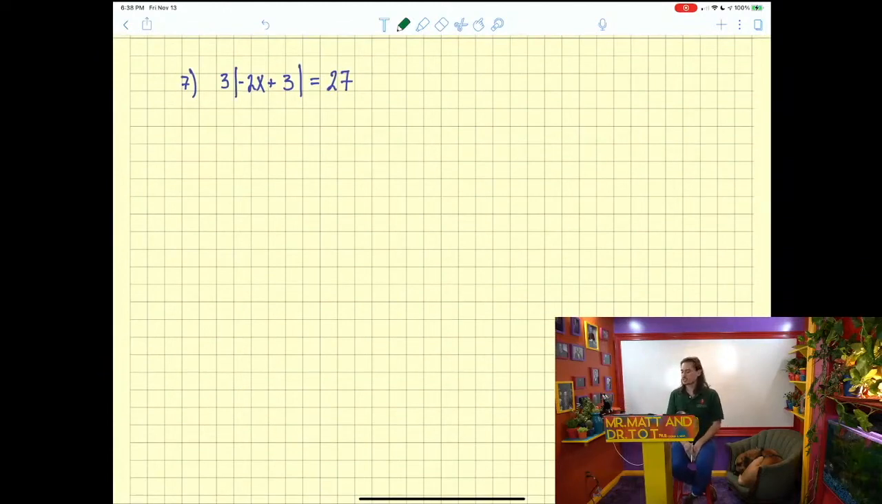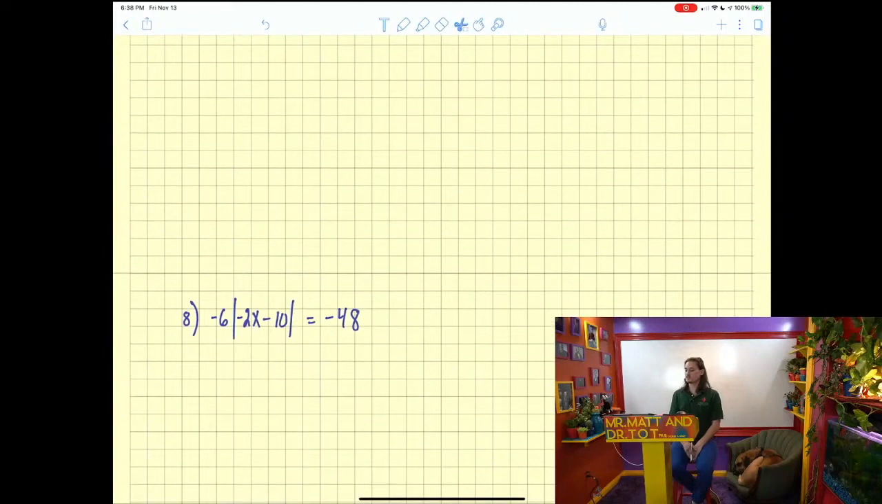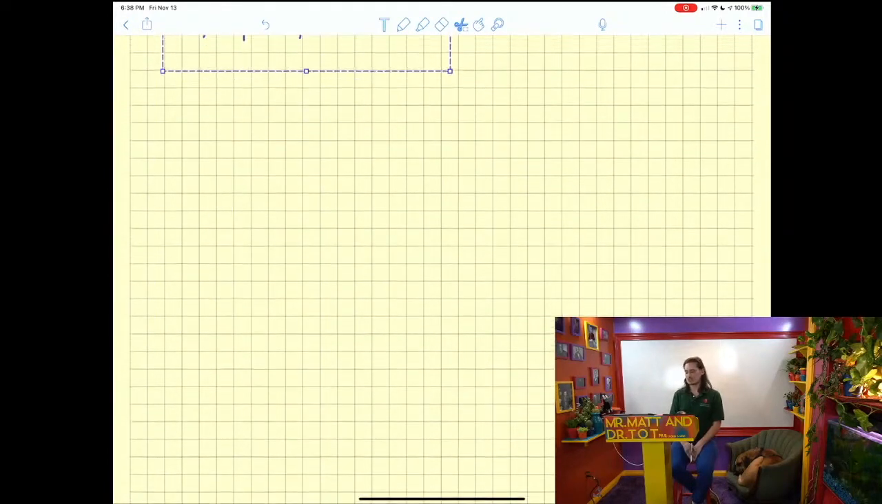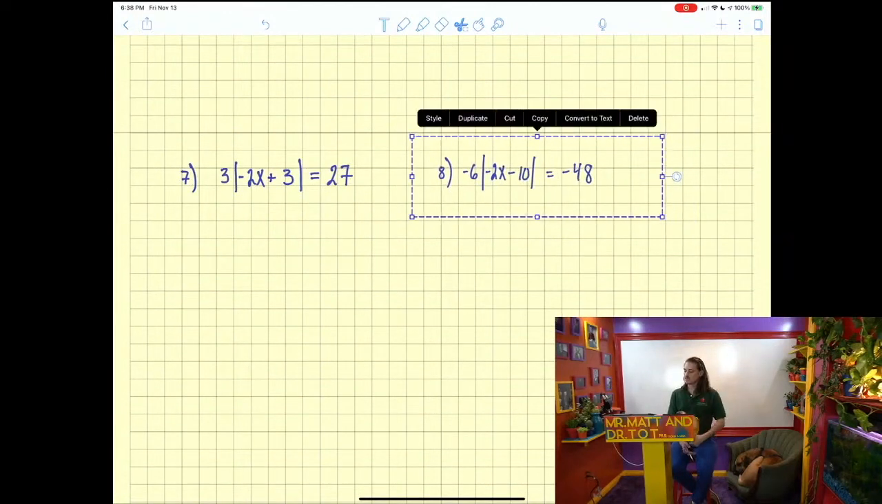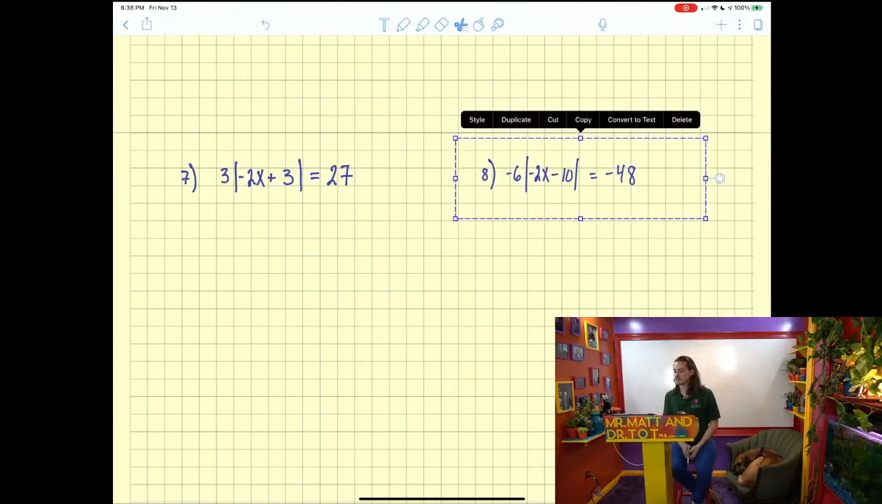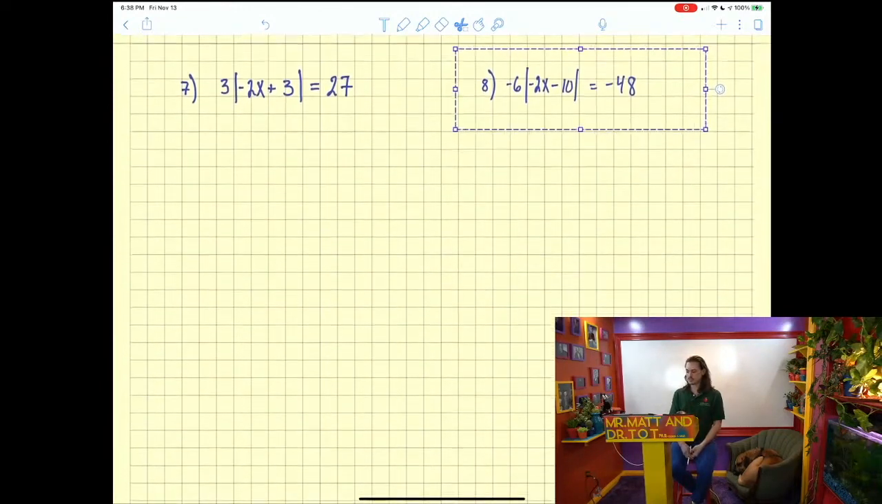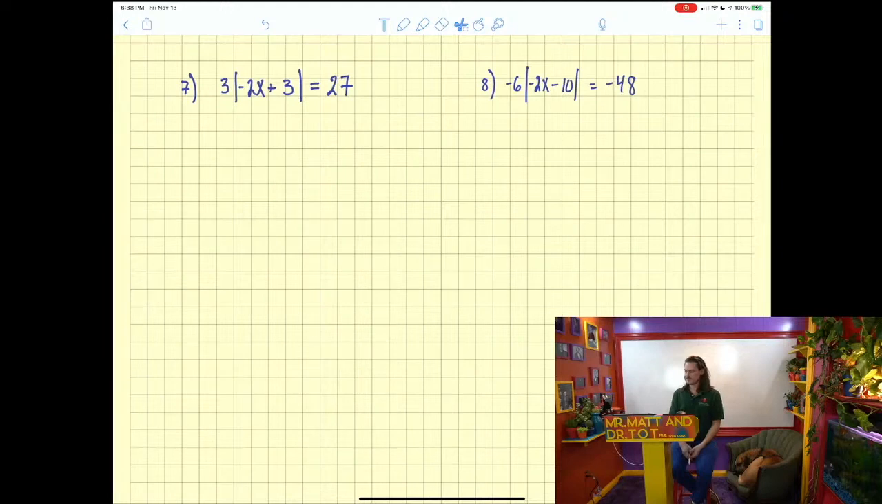If there aren't any other questions, I actually want to group the last two problems together, and these will be the last things that we do for today's session. So let me bring the question number 8 up here, and we're going to look at the two problems. 7 is 3 times the absolute value of negative 2x plus 3 is equal to 27. And 8 is negative 6 times the absolute value of negative 2x minus 10 is equal to negative 48. So I'll give you 4 minutes because there's two problems, and then we'll go through the solution, and that'll bring us up to the end of class today.